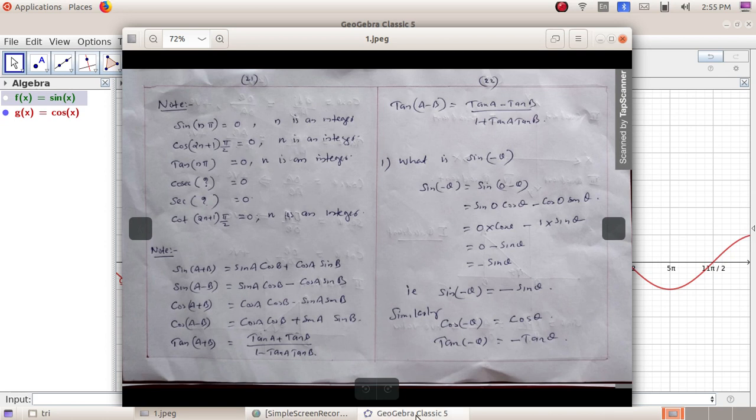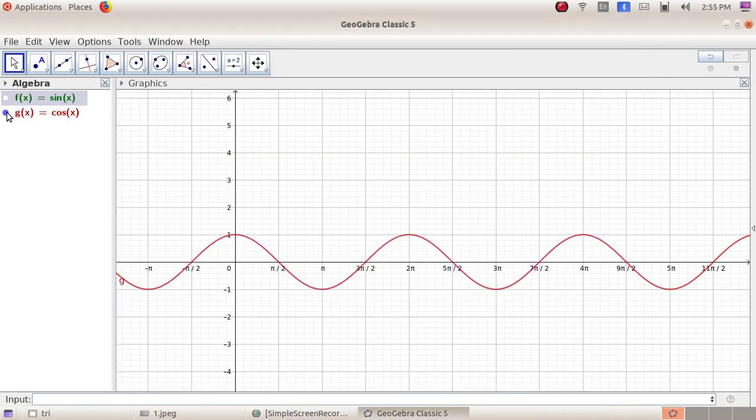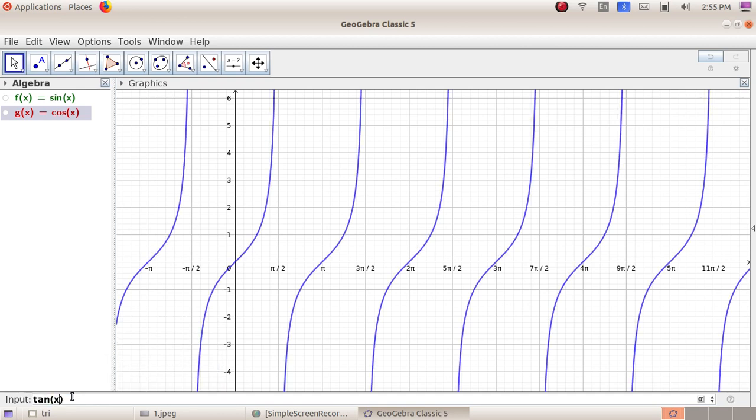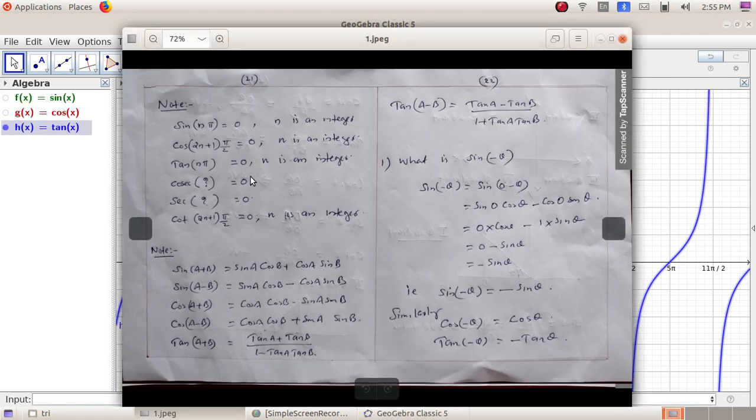Similarly, let us see the graph of tan x. So let us type here tan x. It is a graph of tan x. Here clearly tan 0 is 0, tan pi is 0, tan 2 pi is 0, tan 3 pi is 0, tan 4 pi is 0, tan 5 pi is 0, and so on, isn't it? Therefore, what does it mean? Tan n pi equal to 0, where n is an integer.